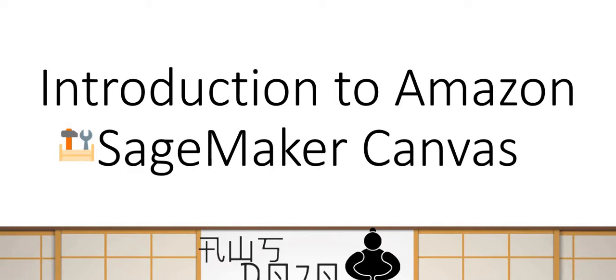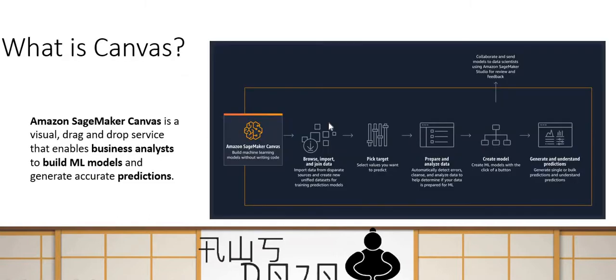Today we are going to talk about Amazon SageMaker Canvas. It is a service which was launched during the recent reInvent time. And if you have even slight interest in machine learning, then you're going to love this service. Let's get started.